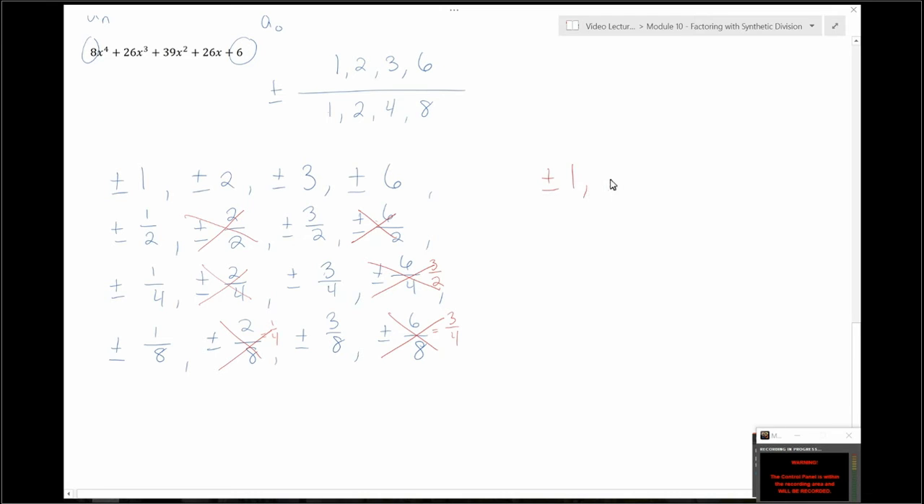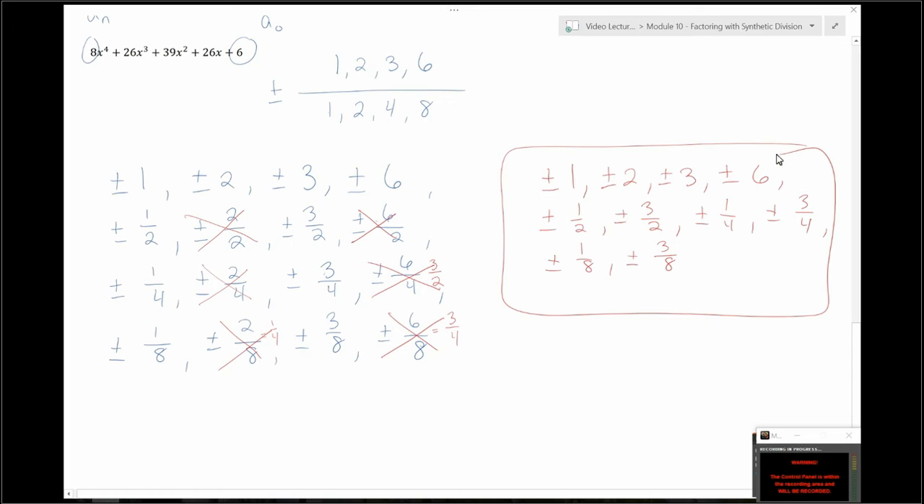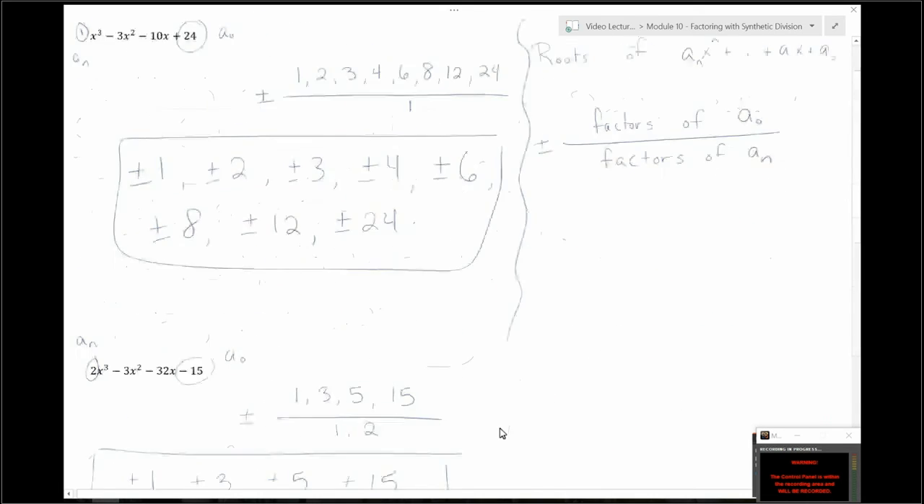So if we're just listing our possibilities, we have 1, 2, 3, 6, 1/2, 3/2, 1/4, 3/4, 1/8, and 3/8. So we were able to reduce our list a little bit from the redundancies, but still not too much. But this is our idea for finding the possibilities.